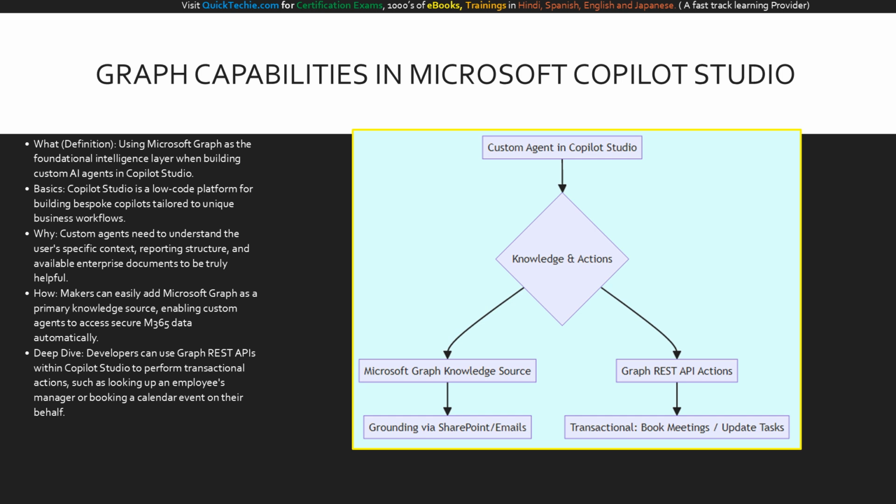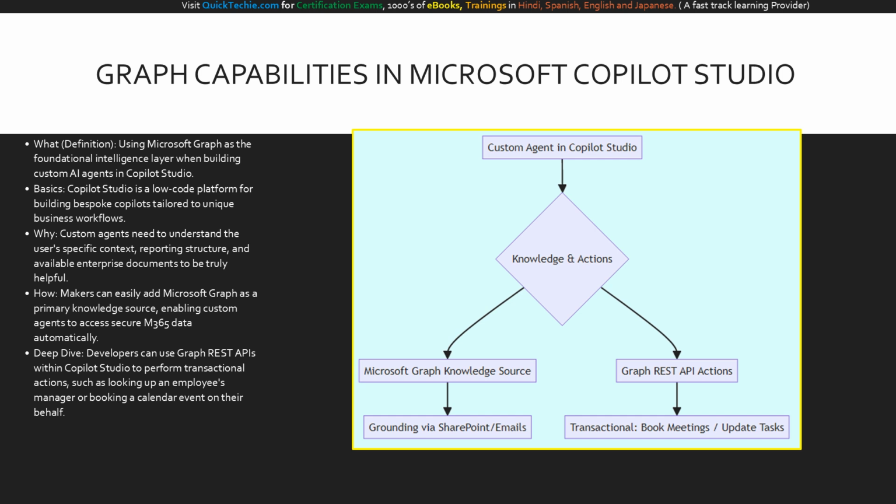This diagram illustrates the dual power of Microsoft Graph within Copilot Studio. At the top, we have your newly built custom agent. It branches into knowledge and actions. Let's follow the left path. By adding the Microsoft Graph knowledge source, the agent gains the ability to perform grounding via SharePoint and emails. This makes the agent smart.